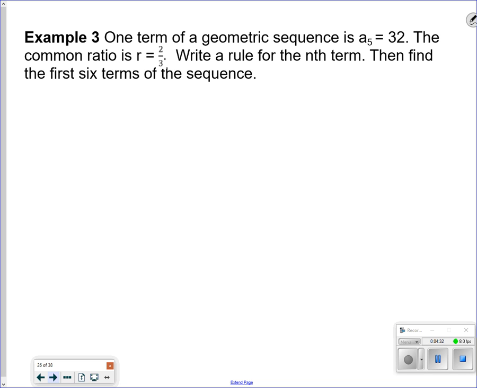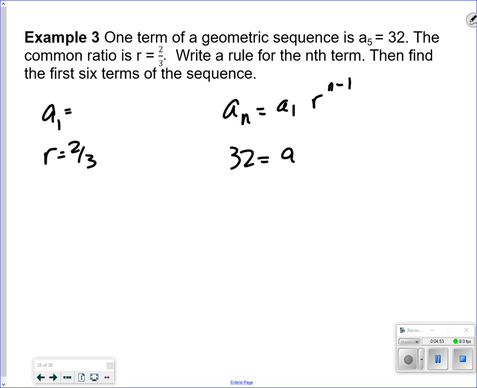Now they're not going to give you as much information. Remember, the 2 things you need to know in order to write a rule are a sub 1 and r. This time they're still giving me r, a common ratio of 2/3, but they're giving me another term, a sub 5. a sub n is equal to a sub 1 times r raised to the n minus 1. So if I know what a sub 5 is and I know r is 2/3, then 32 would equal a sub 1 times 2/3 to the 4th power.